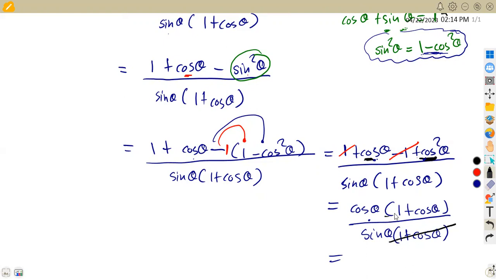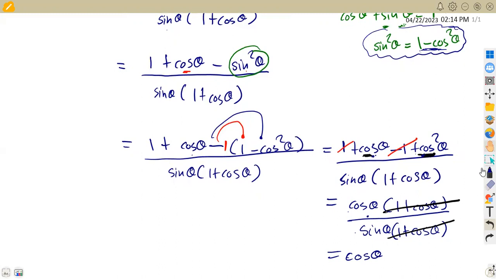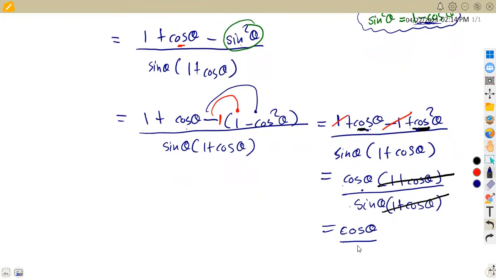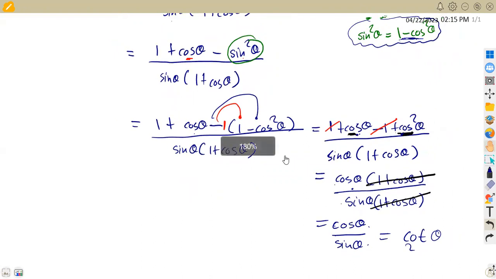So these two can cancel, meaning to say we remain with cos over sine. So this is going to be the cos of theta over the sine of theta, of which we know that cos over sine is equal to cot theta from the ratios that we mentioned before. Cot is cos over sine. If it is sine over cos, it's tan.